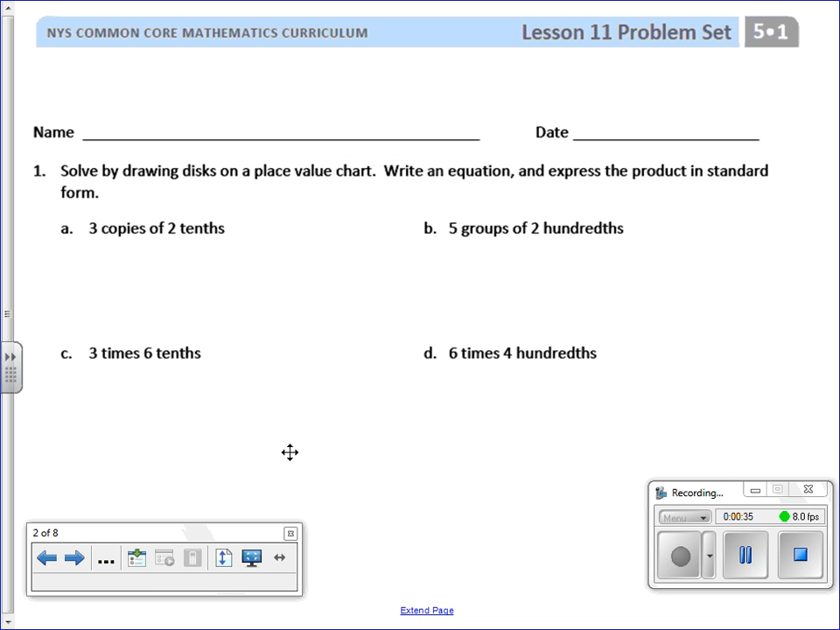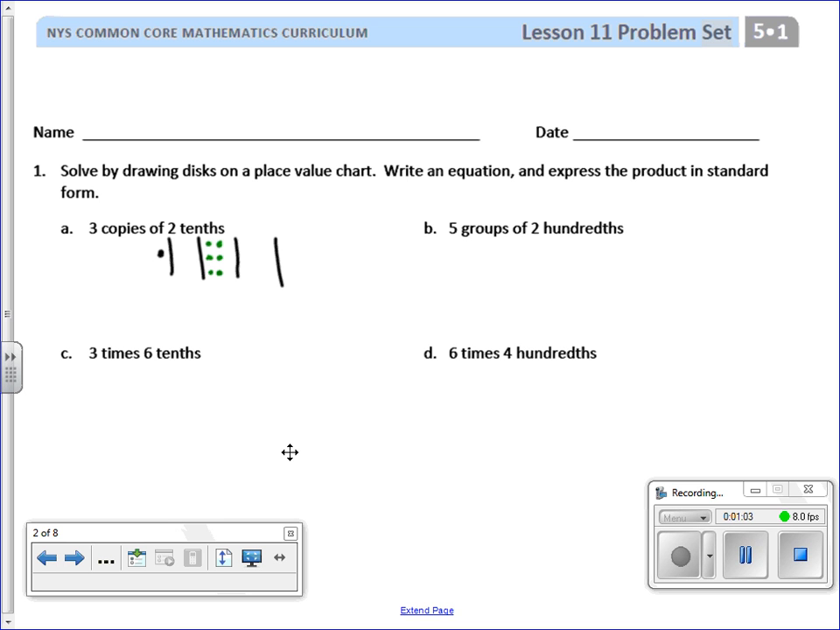Okay, we're going to solve by drawing discs on a place value chart. Pretty simple. We're going to start with our chart. Here's our decimal. So we've got our tenths column, our hundredths, and our thousandths. We're going to use dots. 3 copies of 2 tenths. 1 copy, 2 copies, 3 copies.